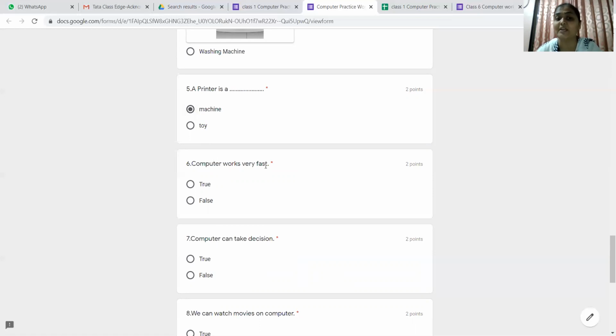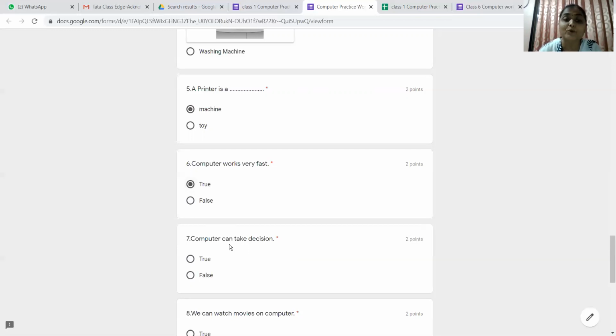Computer works very fast. Now we have to write whether it is true or it is false. Computer works very fast. Computer बहुत fast काम करता है. Is it right? Yes. So if it is yes, you have to click on the true. If it is no, you have to click on a false. So yes, computer works very fast. So true. So you will select true.